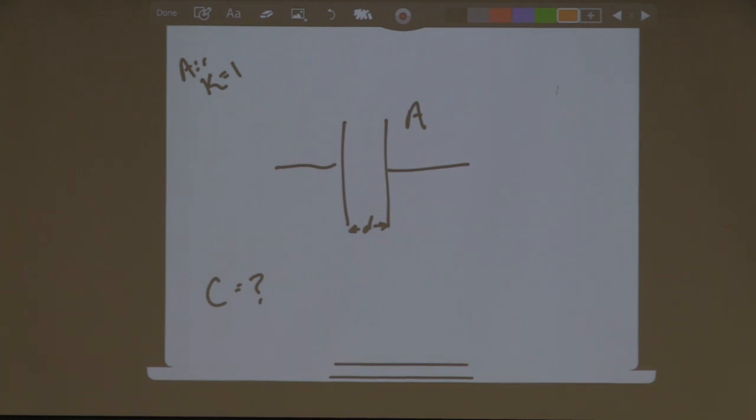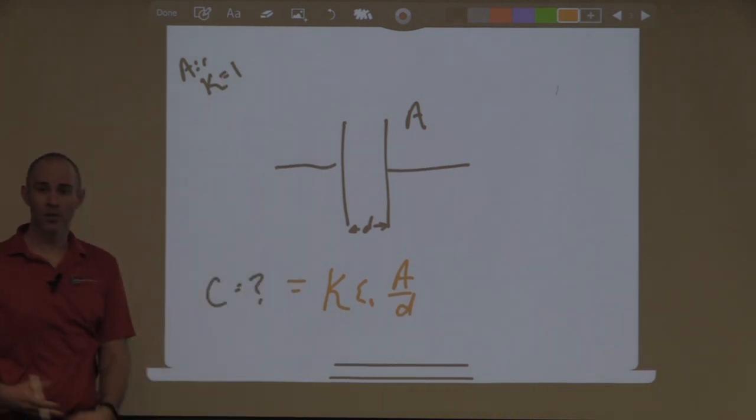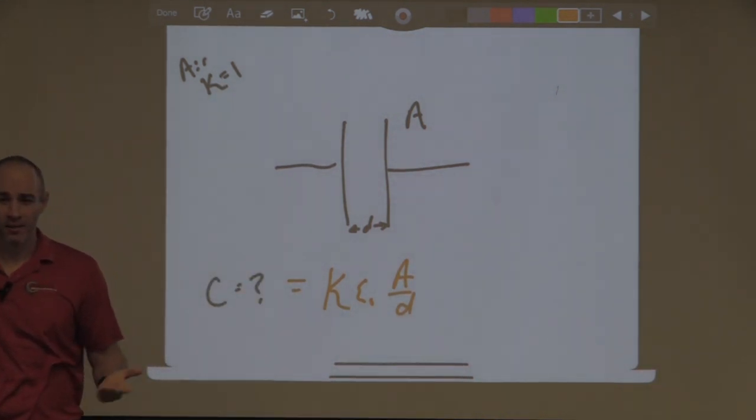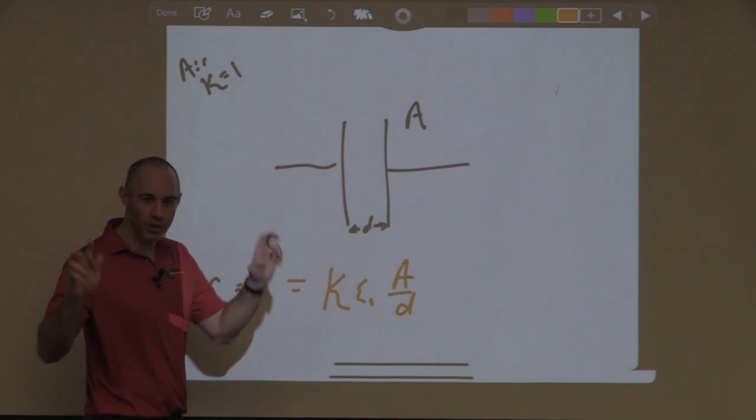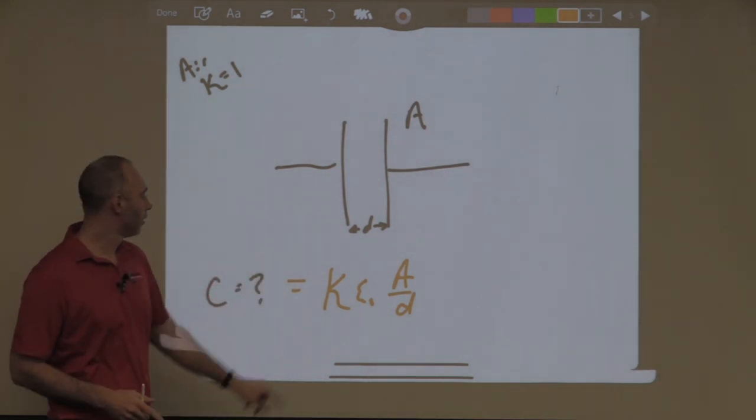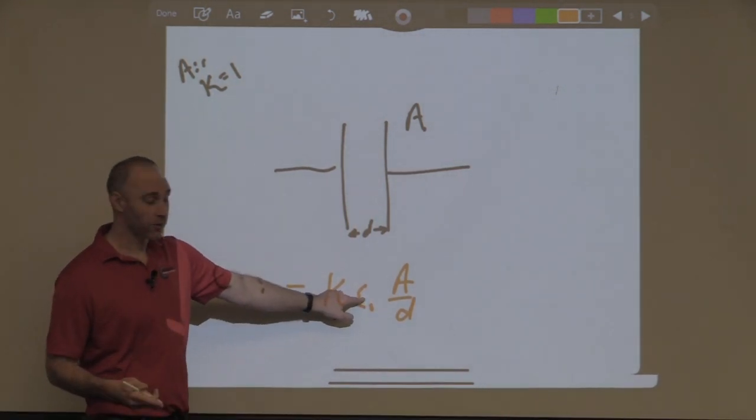Say it loud and proud. C equals kappa epsilon 0 A over d. Kappa in this case is 1, but it could be something else. If I told you it was like porcelain or germanium or something like that, you could look it up. I would give that to you on the quiz in a table. Epsilon naught, constant, also given.